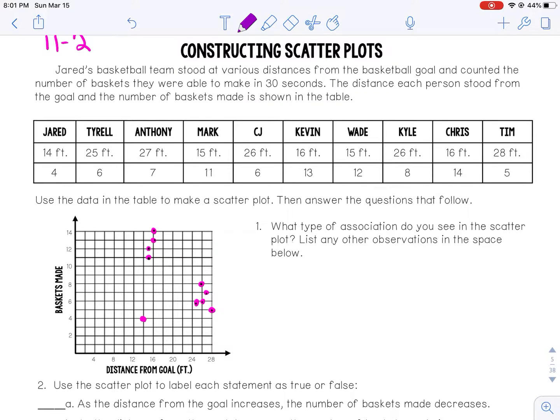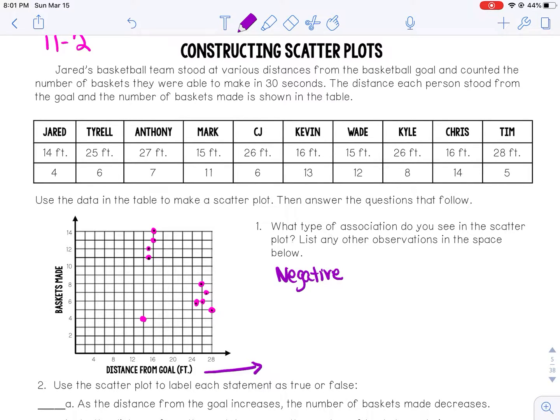What we should think about is, the closer to the basketball goal that we are, do we think we're going to make more baskets or fewer baskets? Obviously, we should be making more baskets. So as the distance from the goal gets further away, we would expect that the baskets made would be less. So we would think that we would probably have a negative association.